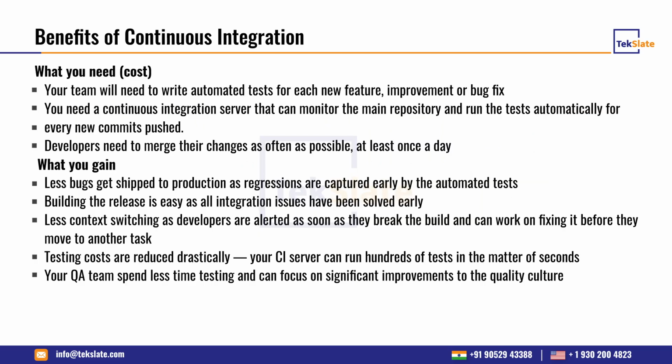Let's quickly summarize the benefits of continuous integration, what you need and what you gain. Your team will need to write automated tests. You need a continuous integration server, and Jenkins is one tool. There are a plethora of toolings for CI, like Jenkins, Travis CI, GitHub Actions, Azure DevOps, etc. Developers need to merge their changes as often as possible, at least once a day. That is what you will need to implement continuous integration within your project.